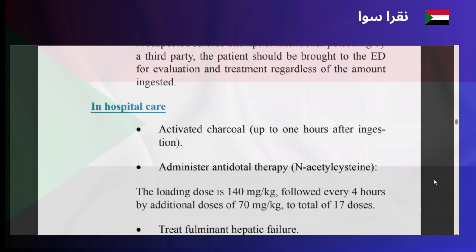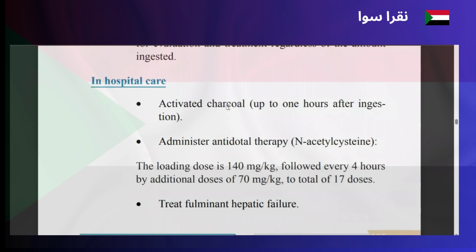In-hospital care: give activated charcoal up to 1 hour after ingestion. Administer antidotal therapy with acetylcysteine: the loading dose is 140 milligrams per kg, followed every 4 hours by additional doses of 70 milligrams per kg, for a total of 17 doses.